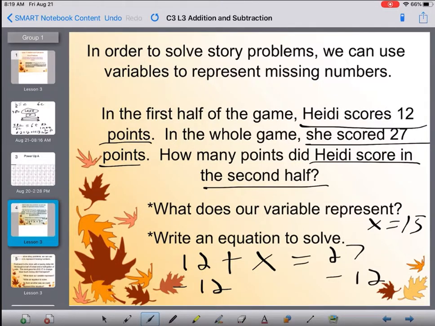Let's go ahead and check that. If we had 12 in the first half plus 15 in the second half, the 5 and the 2 give us 7, 1 and 1 give us 2, so it is going to be 27 points. Therefore the second half is indeed 15 points. And I'm going to throw my label of points on there as well.